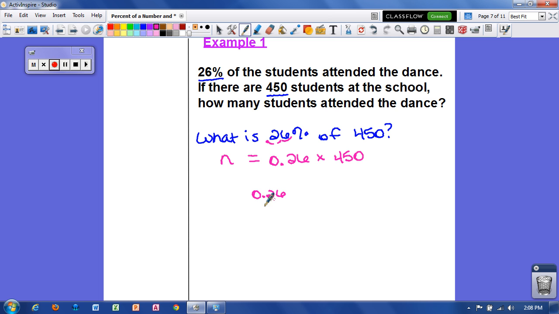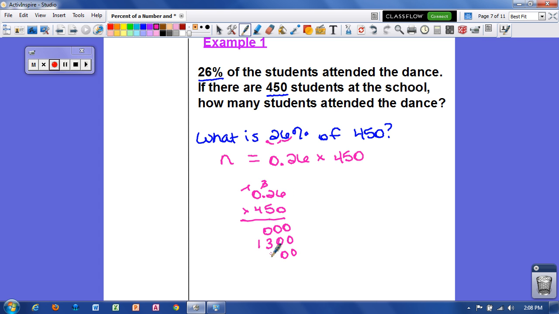So I have 0.26 times 450. All right. All of that times 0 is 0. So I have to put my 0 as a placeholder here. 6 times 5 is 30. I'm going to carry my 3. 2 times 5 is 10. Plus 3 is 13. Carry my 1. 0 times 5 is 0. Plus 1 is 1. Now I have to put my 2 placeholders here.